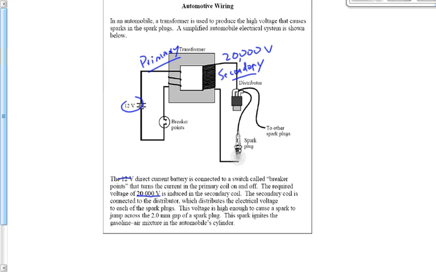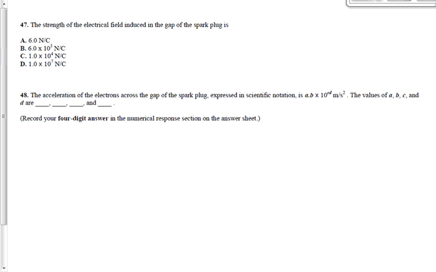So take a read at that, guys. Add to it the information that I've added, and then take a look at the two questions, questions 47 and 48, that appear in your worksheet booklet.